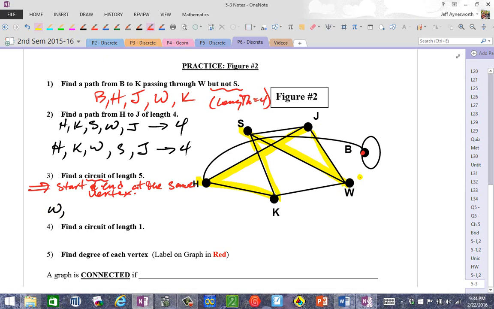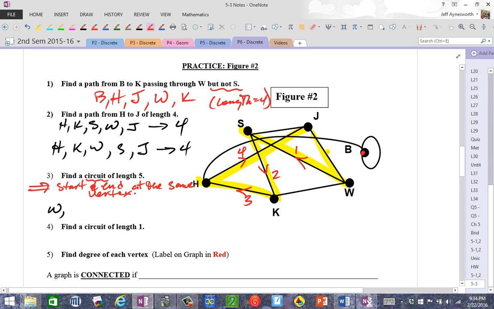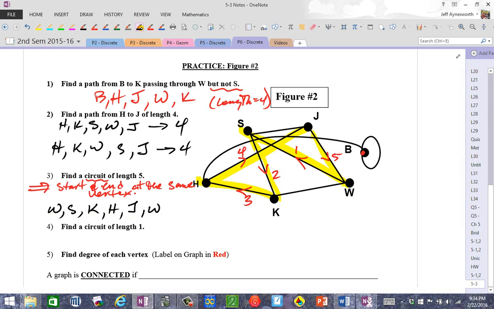Let's count. So I went here. That's 1, 2, 3, 4, back 5. Okay, that's length 5. So we write it W to S to K to H to J, and then back to W. So notice that's length 5. 1, 2, 3, 4, 5. And notice also that I start at W and end at W. That's the whole idea of a circuit, guys. All right, and there's many different possibilities. You don't have to start at W.